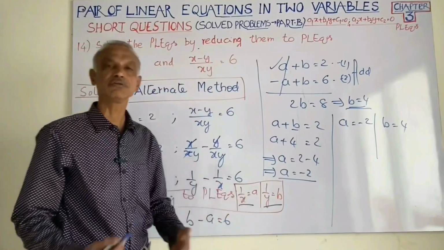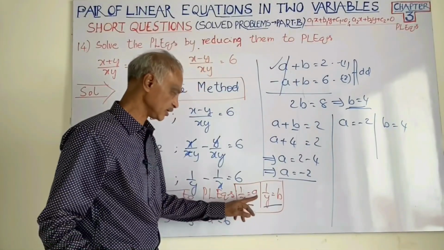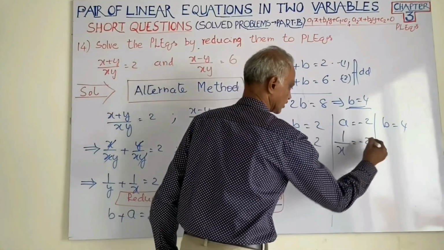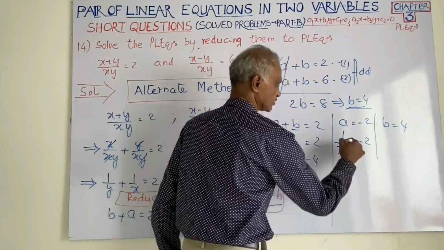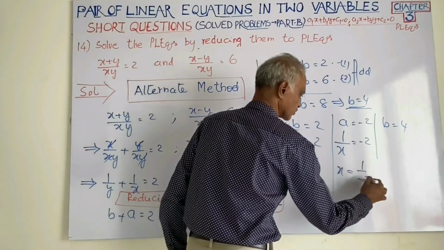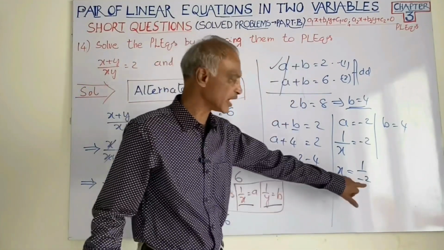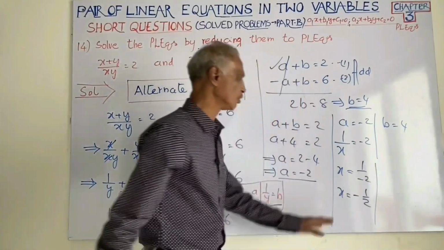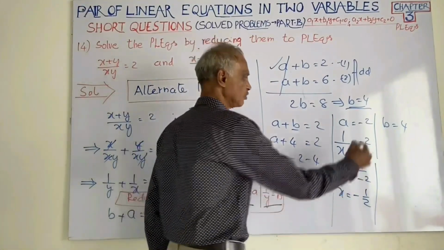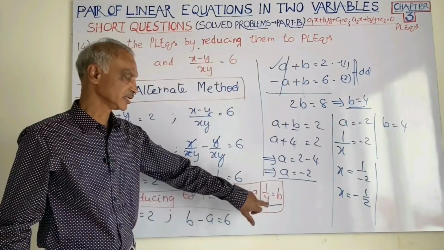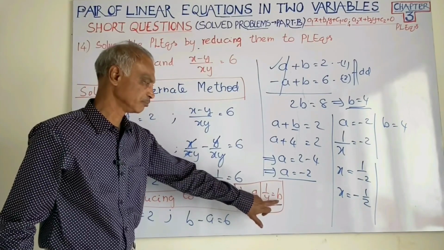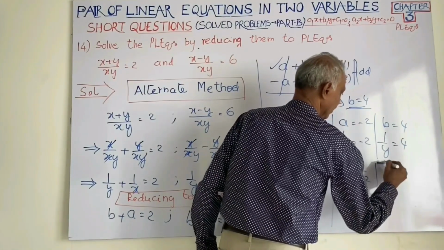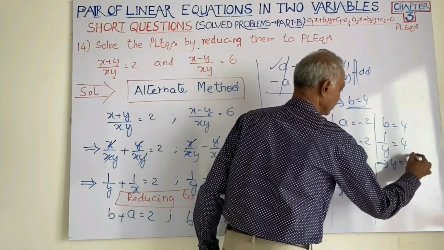Now we have to find the values of x and y. What is a? a is equal to 1 by x. Substitute the value of a here, then x is equal to 1 by minus 2. We should not write minus in the denominator. Always write like this: x is equal to minus 1 by 2. And what is the value of y? Instead of 1 by y, we have taken b. b is equal to 1 by y is equal to 4. We got y is equal to 1 by 4.